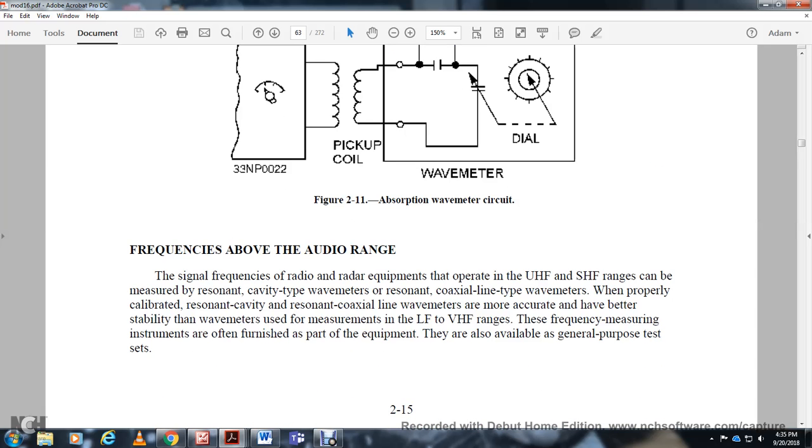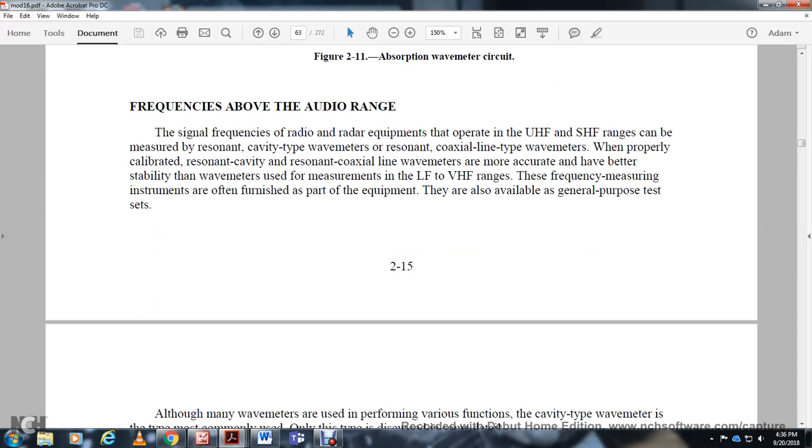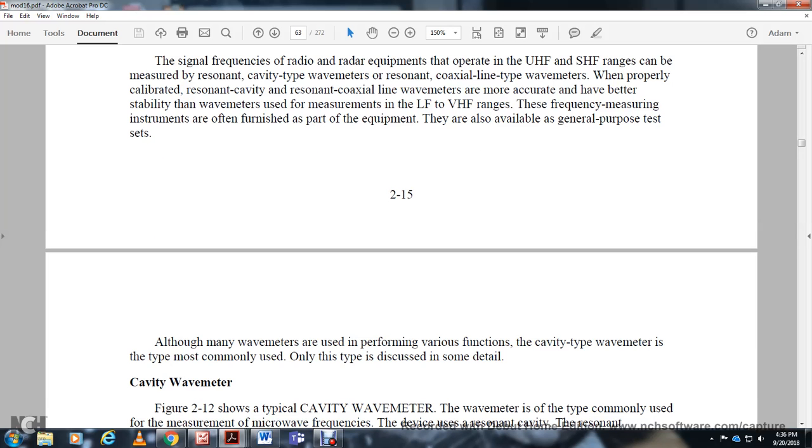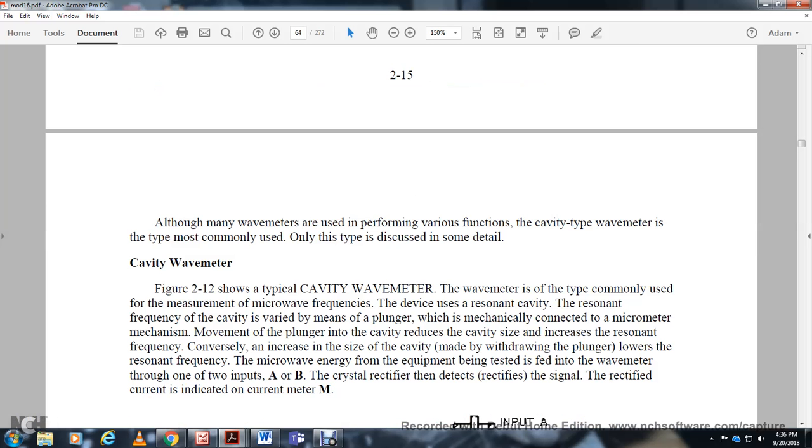This frequency is about the audio range. The signal frequency in radio and radar equipment operating in the ultra high and super high frequency range is measured with a resonant cavity type wave meter or a resonant coaxial line type wave meter. Properly calibrated resonant coaxial line wave meters are more accurate and have better stability than wave meters measuring the low and very high frequencies. The frequency measuring instrument is often furnished as part of general purpose test equipment. Although many types of wave meters are used for various functions, the cavity type wave meter is the most commonly used, and we will discuss it in some detail.